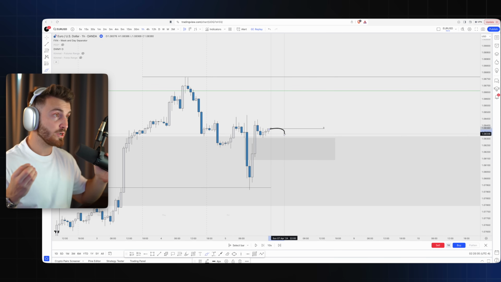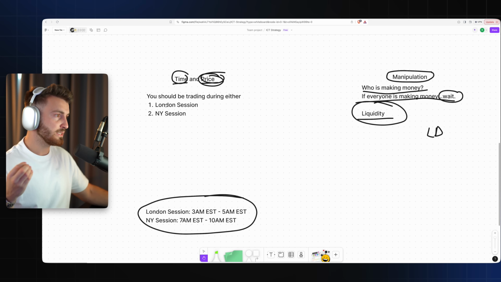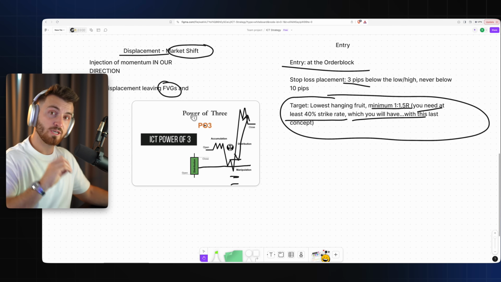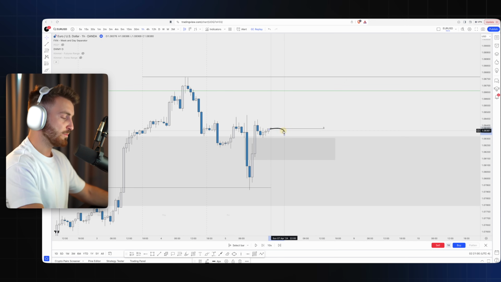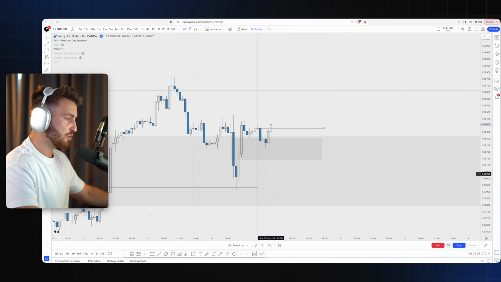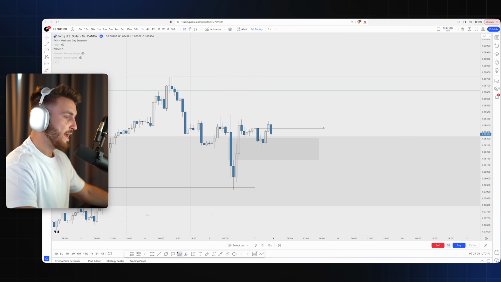Then what am I looking for? I am looking for London session, power of 3, not only on the daily, but also on the session. And then I'm going to enter. So let's jump onto London session. There we go. We have the first range and the first move lower. So everything that happens below here, it's manipulation because our bias is bullish.